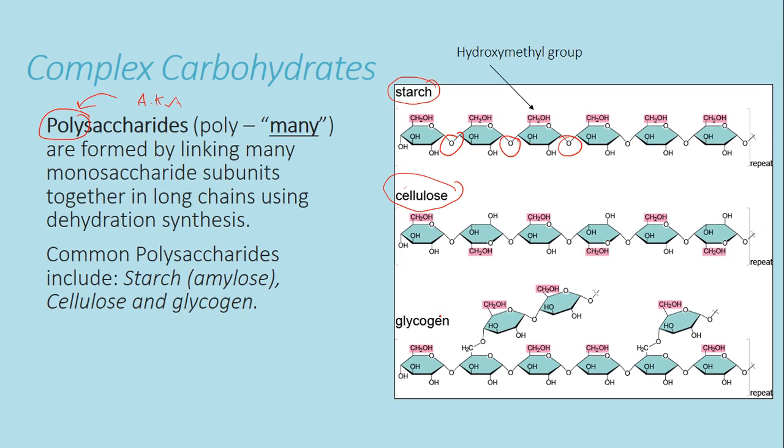Glycogen is an animal carbohydrate, meaning we make it. We don't make starch, we don't make cellulose, but we make glycogen. It's a storage carbohydrate, and we use it for quick access to energy when we're exercising.